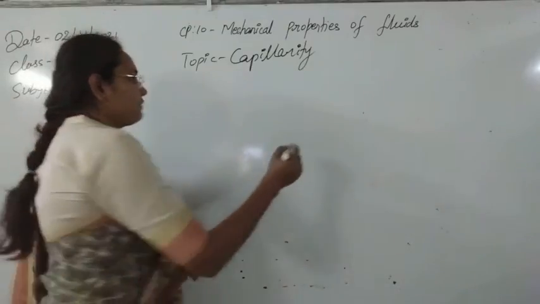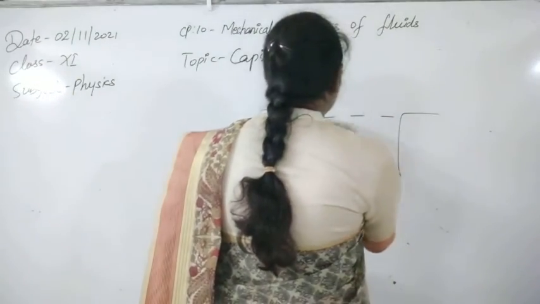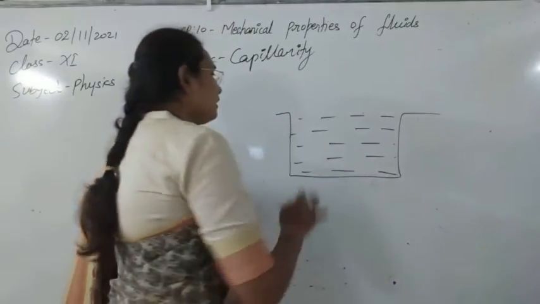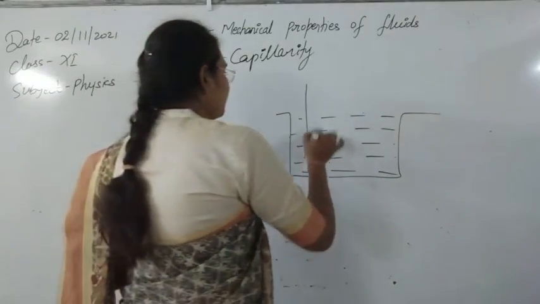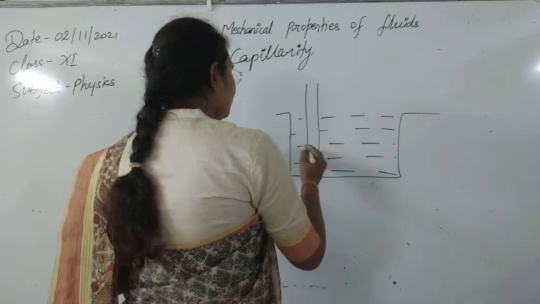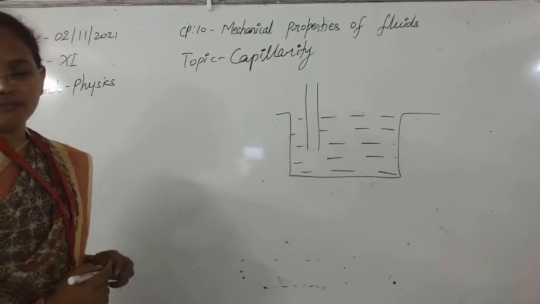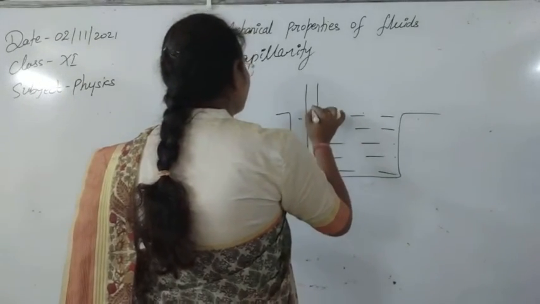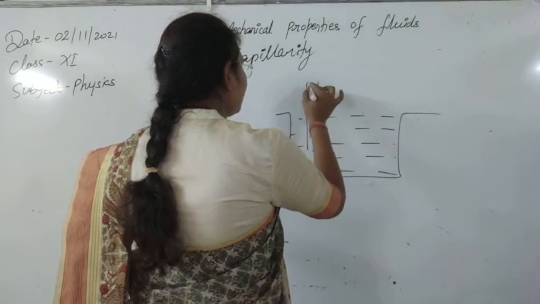You may have seen this concept already in your daily life. Suppose in a beaker you have some liquid, like water. Now you take a capillary tube, open at both ends, and dip it in this water. Whenever we dip it in water, we have seen experimentally that the water starts to rise in this capillary tube, and it rises up to a certain height.